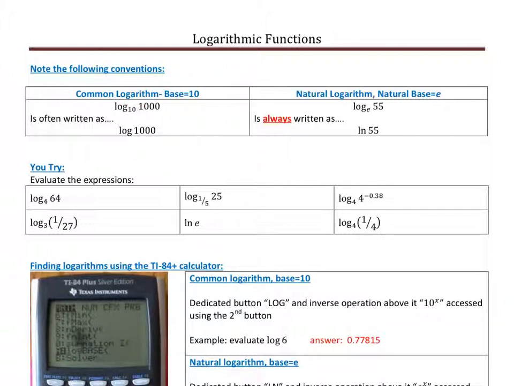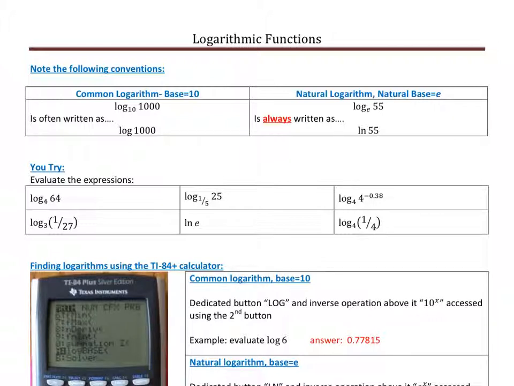So here I have written the log of 1,000 base 10, and that is often written in textbooks and worksheets where we just drop the 10, the base. So if you see log of 1,000, it's assumed, if you see no base listed there, it is assumed to be base 10.